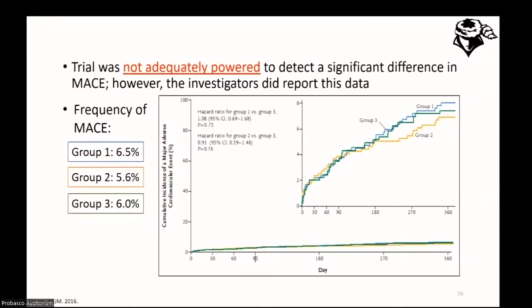I will note that this trial was not adequately powered to detect a significant difference in the efficacy endpoint of MACE events. However, investigators reported this information, and they did note that it would take about 40,000 patients to adequately power a trial for these MACE endpoints. So this trial was about 2,000, so that's probably not going to happen.